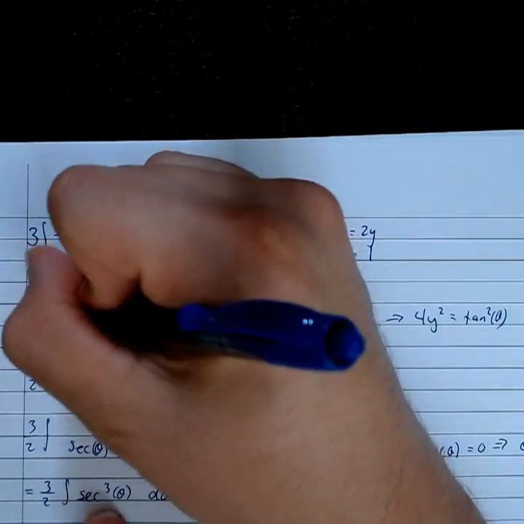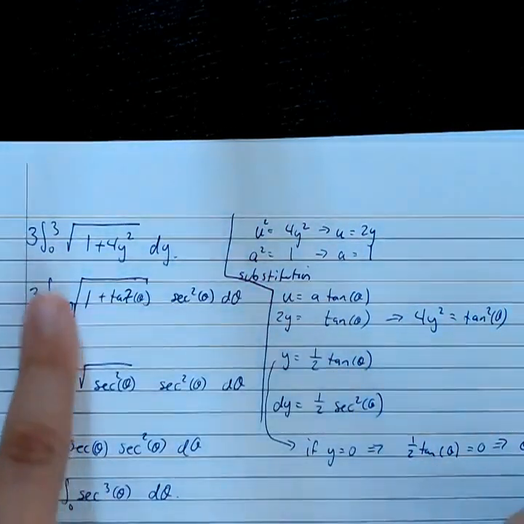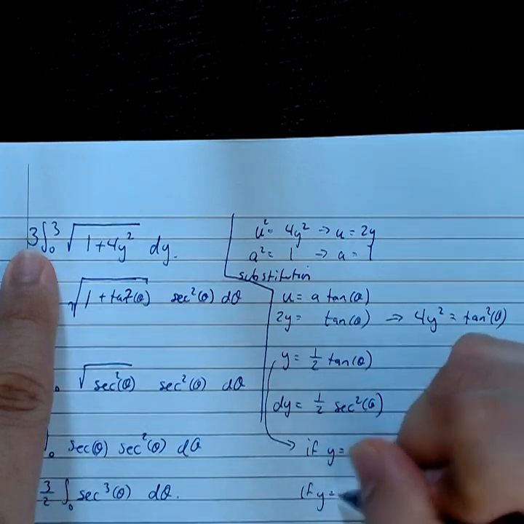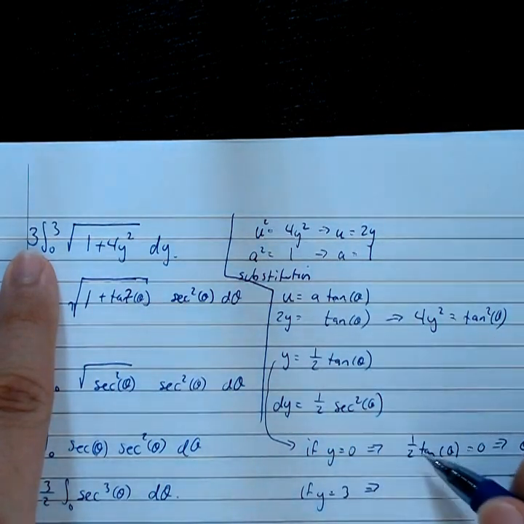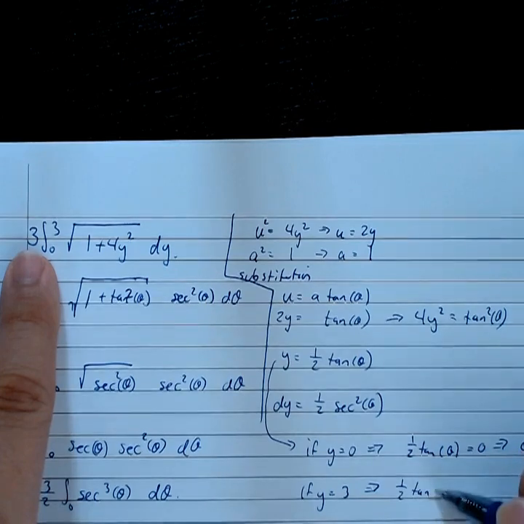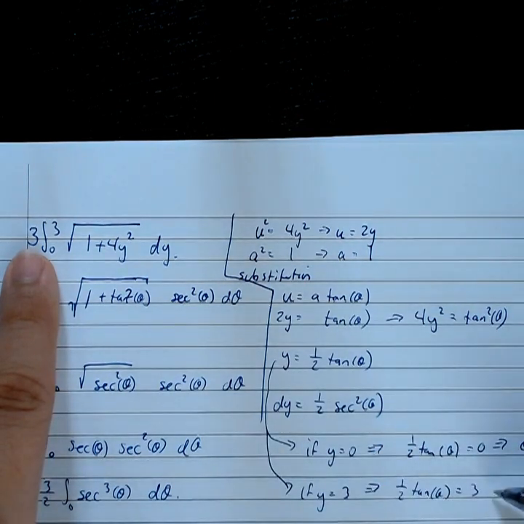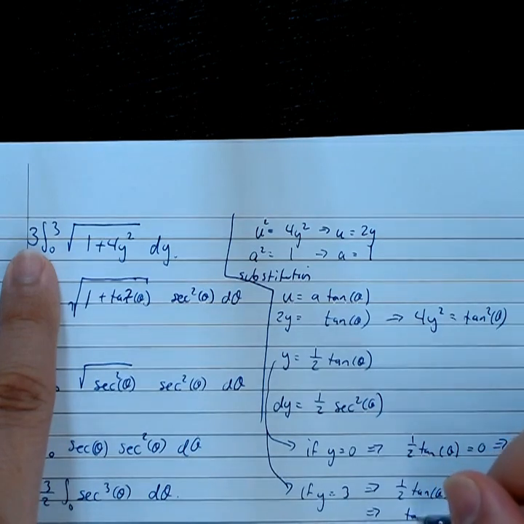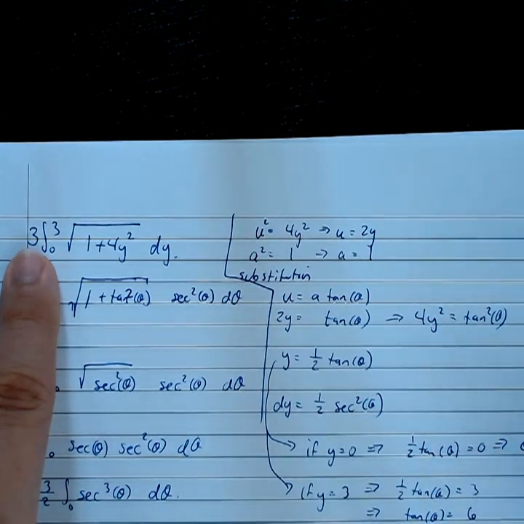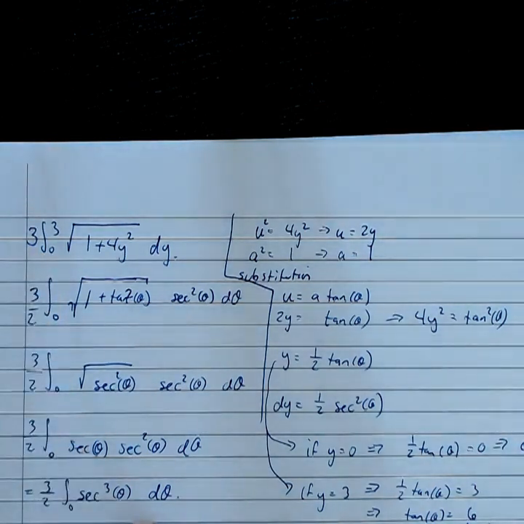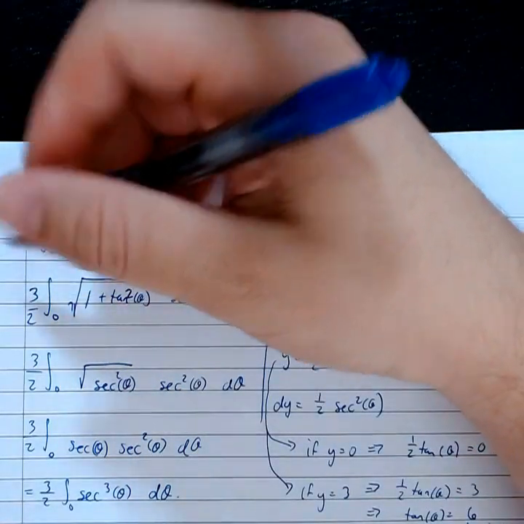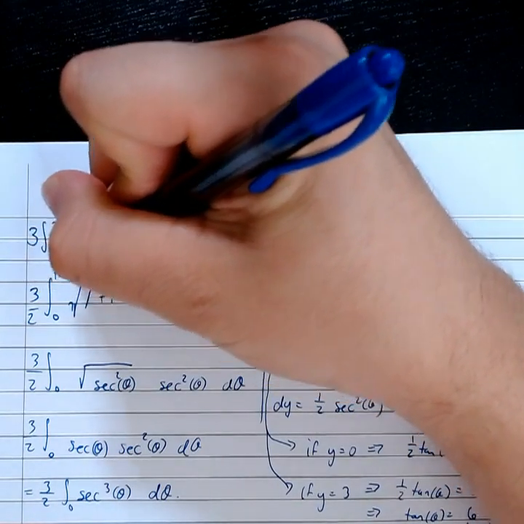Okay, so my lower bound is still 0 for all of these. Let's talk about my upper bound. If y is equal to 3, then that means that 1/2 tangent of theta is equal to 3. After all, y is equal to 1/2 tangent of theta. Those are the same. Let me double both sides. So that'll give me the tangent of theta is equal to 6. And so that means that theta is equal to the inverse tangent of 6. Like that. So here, I can go ahead and give myself an upper bound of the inverse tangent of 6.